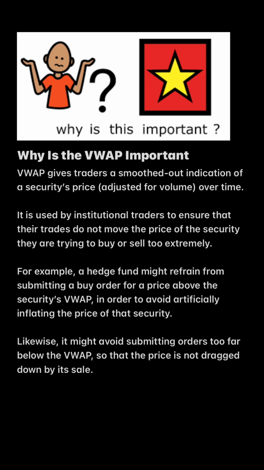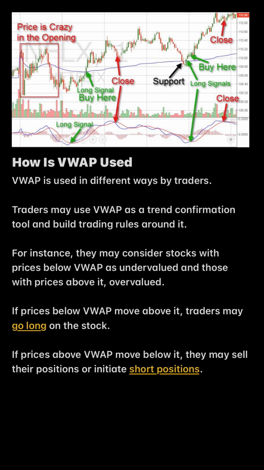As part of retail traders, we want to follow the big money, so this is a good indicator that follows that big money. For example, a hedge fund might refrain from submitting a buy order for a price above the security's VWAP in order to avoid artificially inflating the price of that particular security. Likewise, it might avoid submitting orders too far below the VWAP so that the price is not dragged down by its sale. Now we're getting into the meat and potatoes.